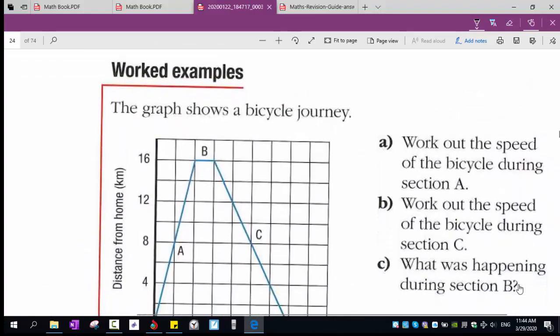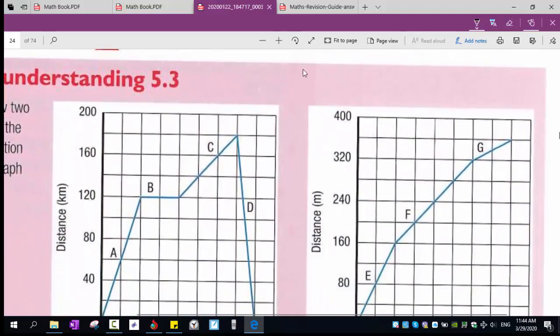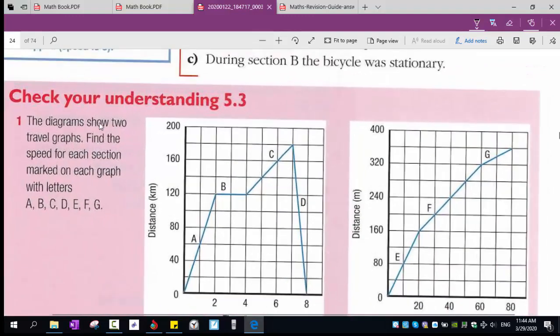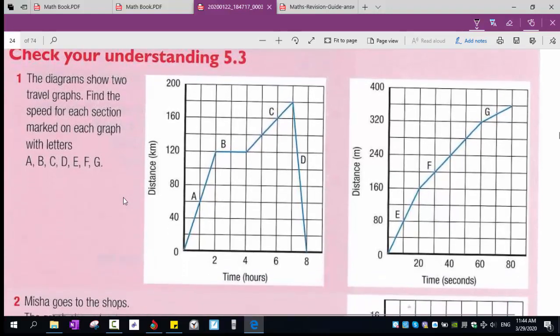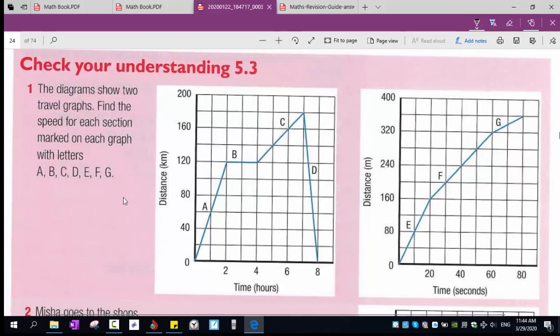These are some worked examples about graphs. They would help you to understand more. Check your understanding 5.3. The diagram shows two travel graphs. Find the speed for each section marked on each graph with letters A all the way to G. Now, the question looks a little bit complicated, but let's simplify what we have. We are going to find speed, okay?